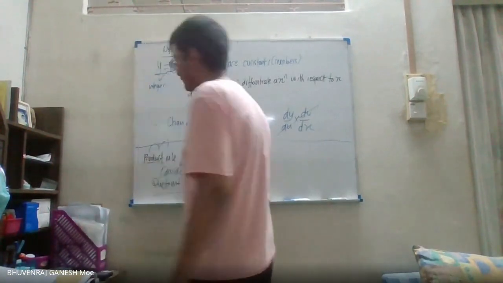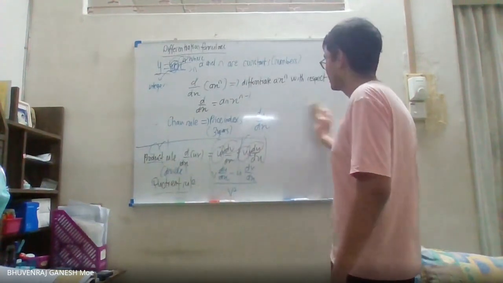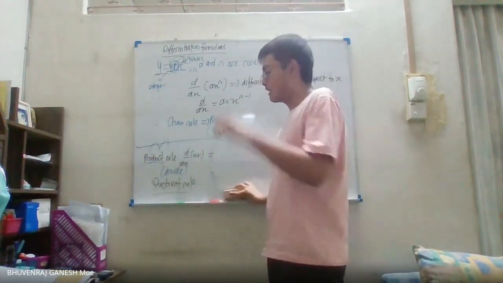Next is tangent and normal. This is an important concept in this chapter: how to relate between tangent, normal, and a curve.